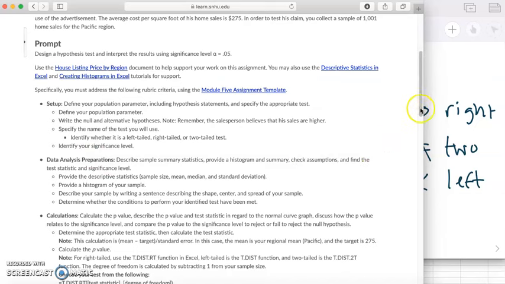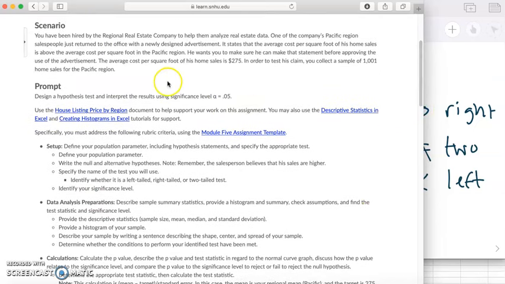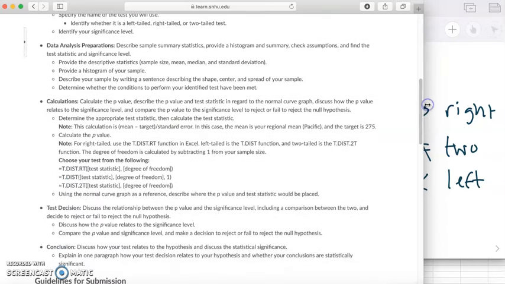It says identify your significance level. I'm not going to say it, but it's right here. Make sure you include it there. All right, data analysis preparation.